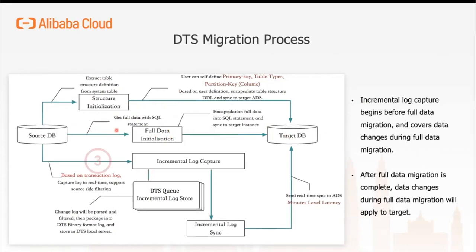While that is running, DTS will also capture the incremental log based on the transaction log of the source database. For MySQL, it could be capturing the bin log. For Postgres, it could be capturing the WAL log. So while the full data initialization is running, the incremental changes are being captured continuously and stored into the log store on DTS. Once the full data initialization has completed, DTS will start replaying those log changes from the incremental log store. When all the incremental changes have been replicated to the target database, the source and the target are in sync, and the delay is usually at the seconds or minutes level.